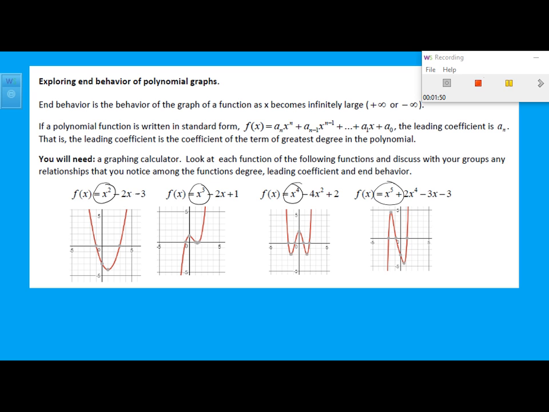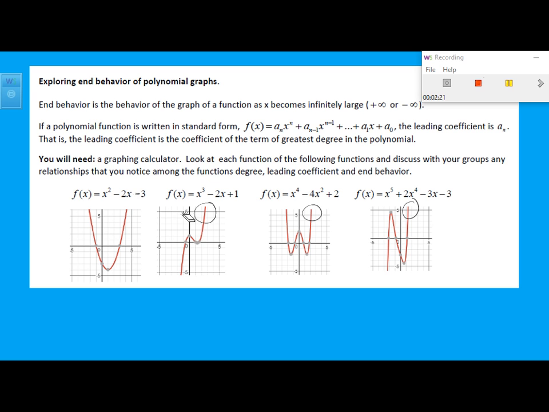Now, when an a value is positive, look at all of the right sides of the graph. Notice that this right side is going up, this right side is going up, this right side is going up, this right side is going up. So one thing I want to put in your memory banks, if your a value is positive, your right side of your graph is going to be going up no matter what.